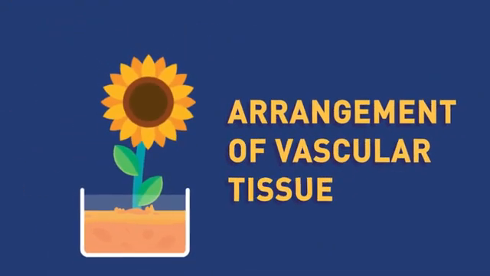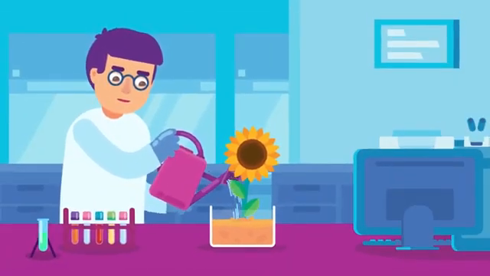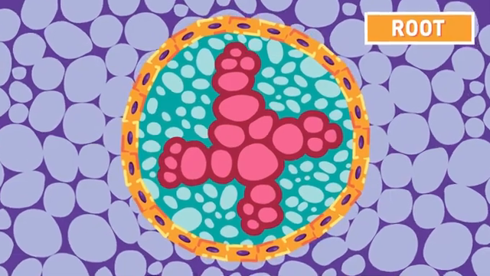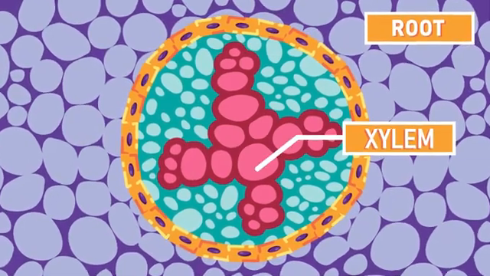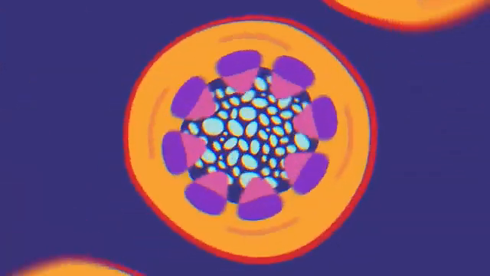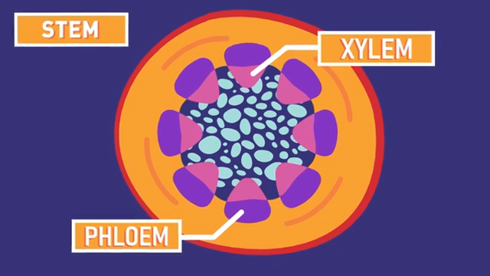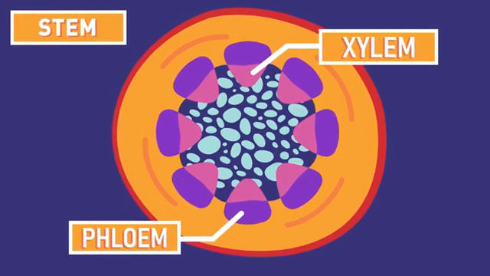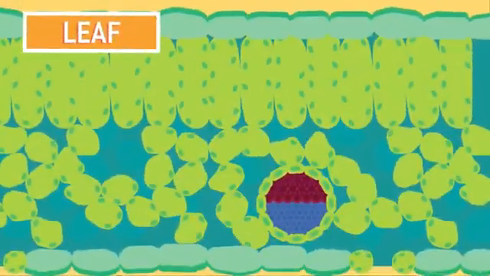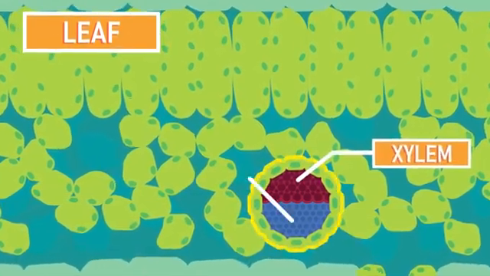Arrangement of vascular tissue. The vascular tissue has different arrangements in various parts of the plants. In the roots of herbaceous dicot plants, the xylem forms like an X shape in the middle, while phloem fills around the xylem. The xylem and phloem in the stem are clustered into circular shapes. These clusters are located near the edge of the stem, while in leaf, the xylem and phloem are located in the vascular bundle, with the xylem positioned above the phloem.